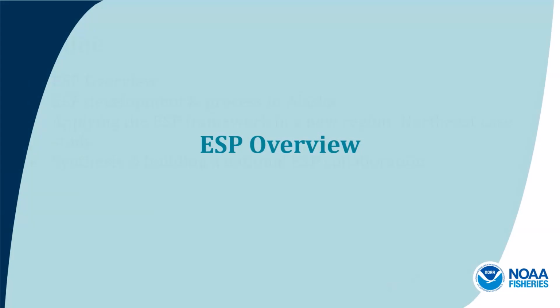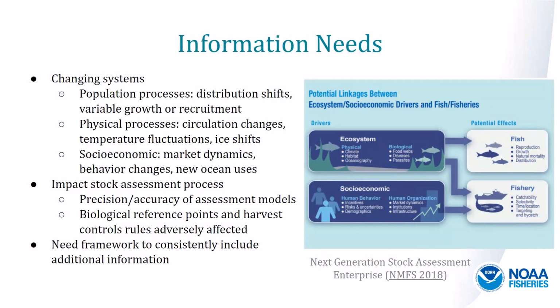So we've gotten to the point where we have an ESP framework, and that is about 10 years in the making at this point. So I will introduce this current framework, its purpose and process. ESPs came about as a framework to incorporate information about our changing systems into our fisheries science advice for management. We see climate change manifest in fisheries population processes through things like distribution shifts, variable growth and recruitment, and in physical processes such as circulation changes, temperature fluctuations, ice shifts, and finally in the socioeconomic arena through market dynamics, fishery behavior changes, and new ocean uses.